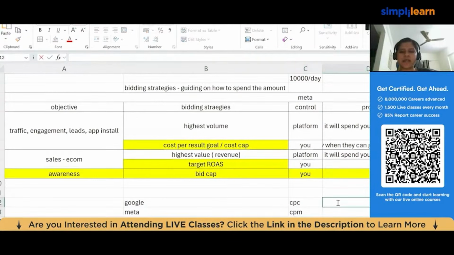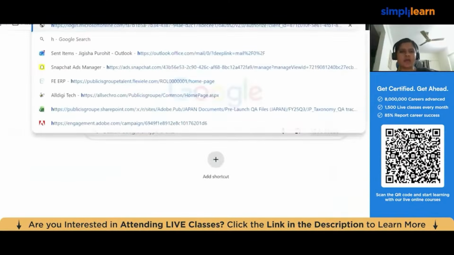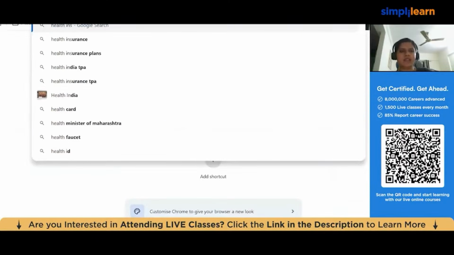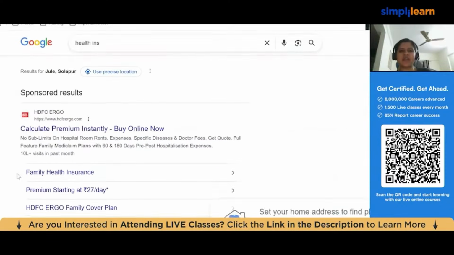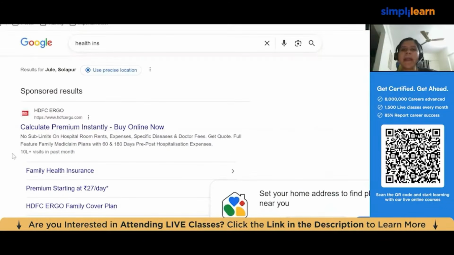CPC is cost per click, right? So what happens on Google is, let's say right now I search for health insurance, and I see an ad by HDFC Ergo. Google won't charge HDFC Ergo to show their ad. Google will only charge them once I click on the ad.